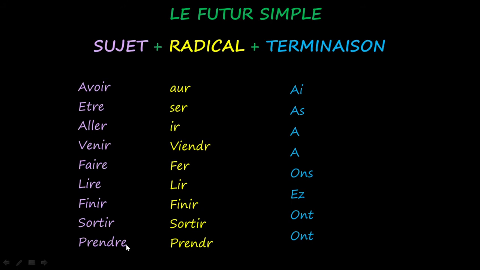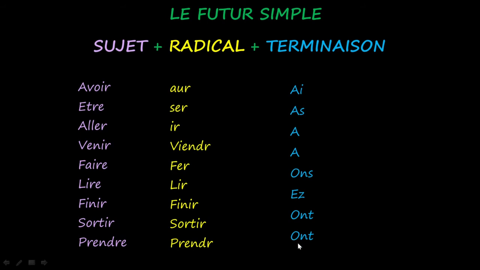For the R-E ending verbs, mostly, you'll have radicals like this. The endings remain the same: ai, as, a, ons, ez, ont. So, for example, we take the verb être and conjugate: je serai, tu seras, il sera, elle sera, nous serons, vous serez, ils seront, elles seront.